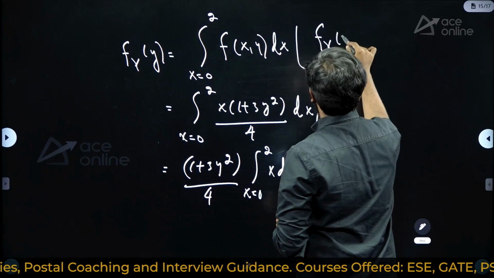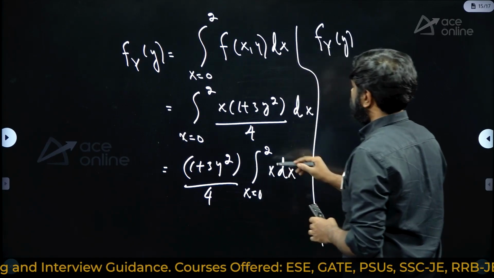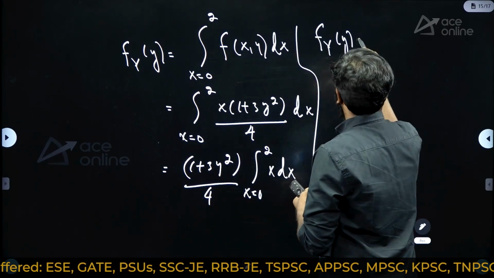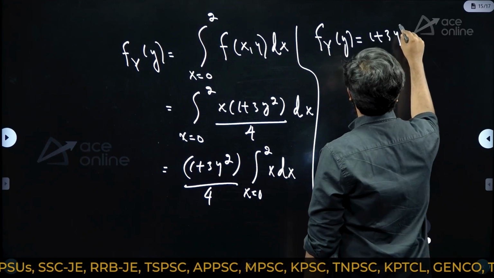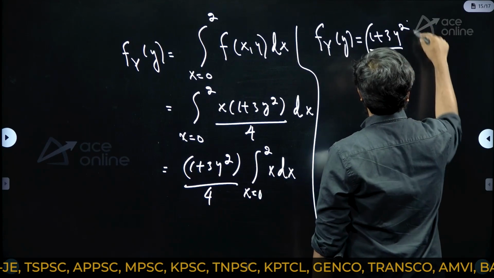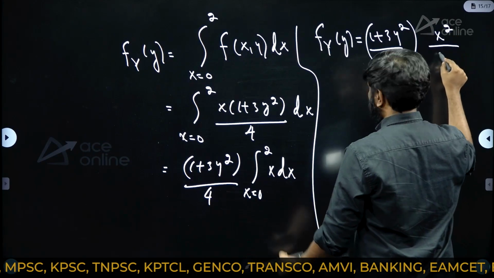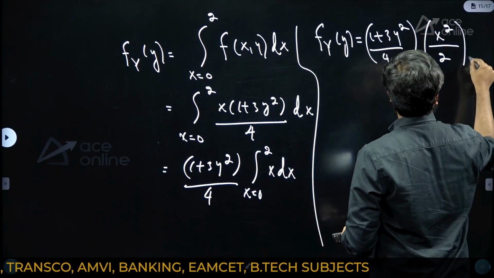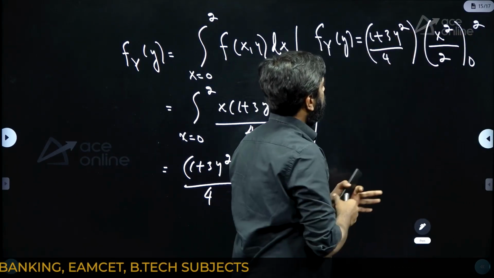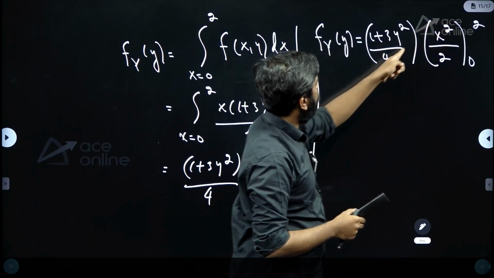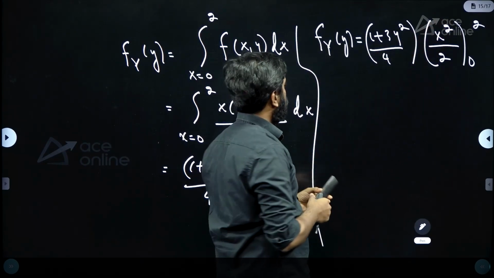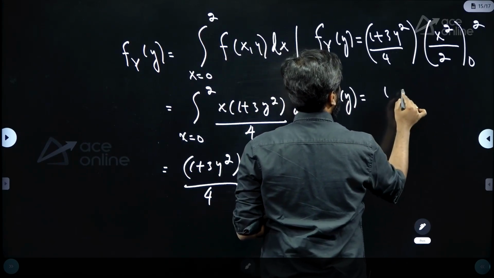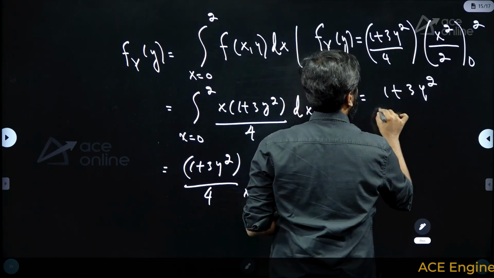So the marginal density function, probability density function of y, is integration of x, which is x square by 2, correct. So this is (1 plus 3y square) by 4 into x square by 2, and the limits are 0 to 2. After substituting, here you will get 4 and there is a 4. 4 cancels, but this 2 will be left over. So I have the marginal density function of y now. It is (1 plus 3y square) by 2.